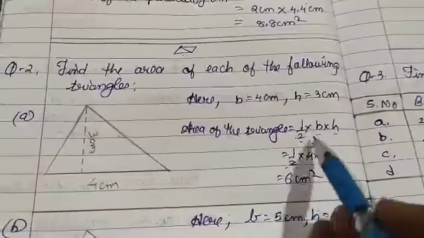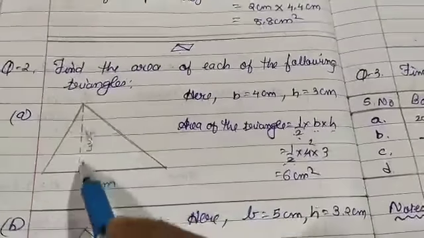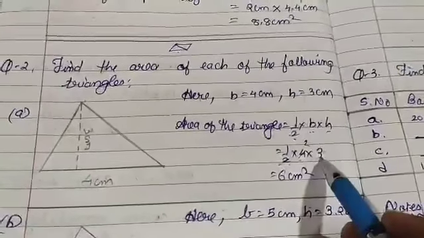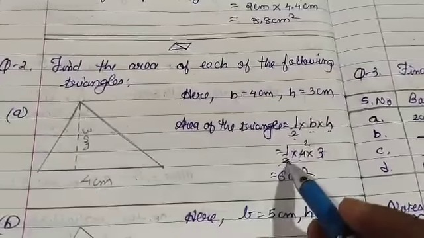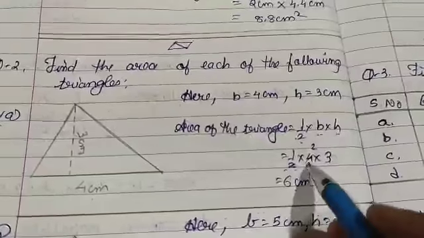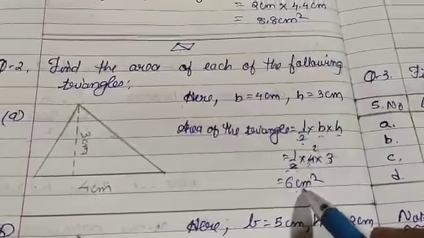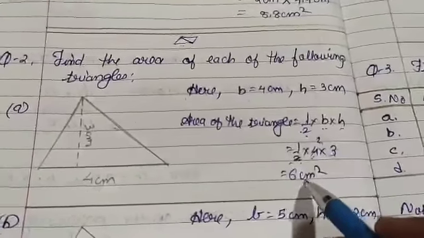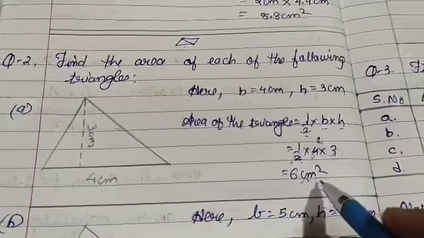So half, here the base is 4 centimeter and the height is 3 centimeter. So 4 into 3. Let us see if cancellation is possible. Yes, 2 2s are 4, so 2 3s are 6. Centimeter into centimeter gives centimeter square. Dear student, always your value of area should be in square meter or square centimeter.